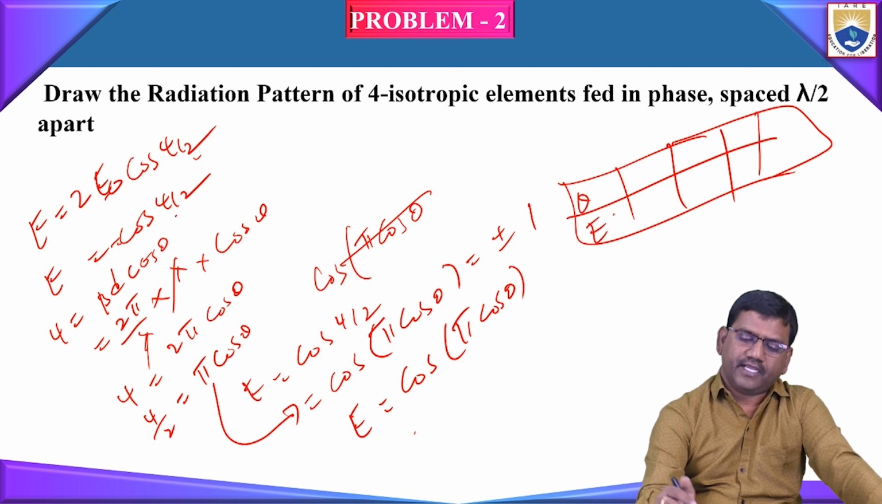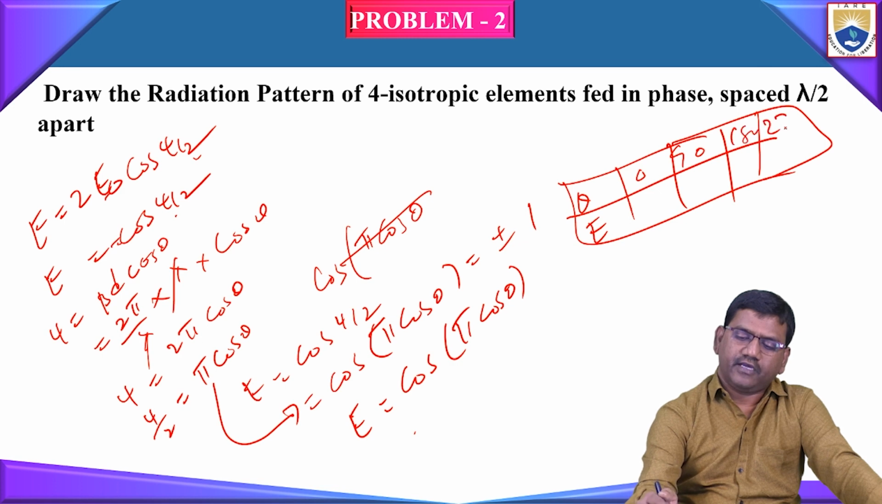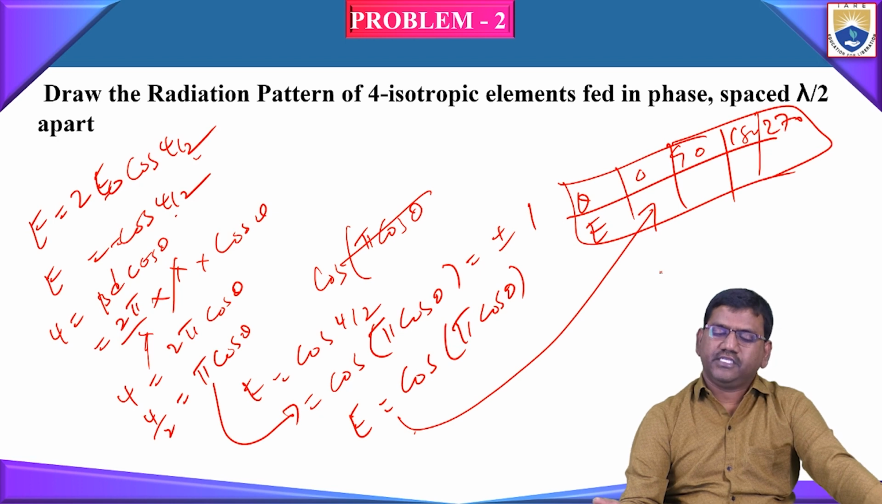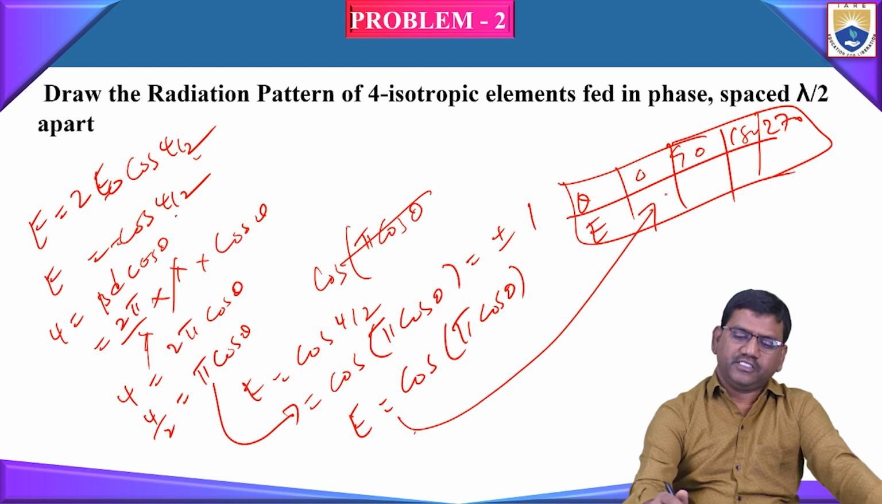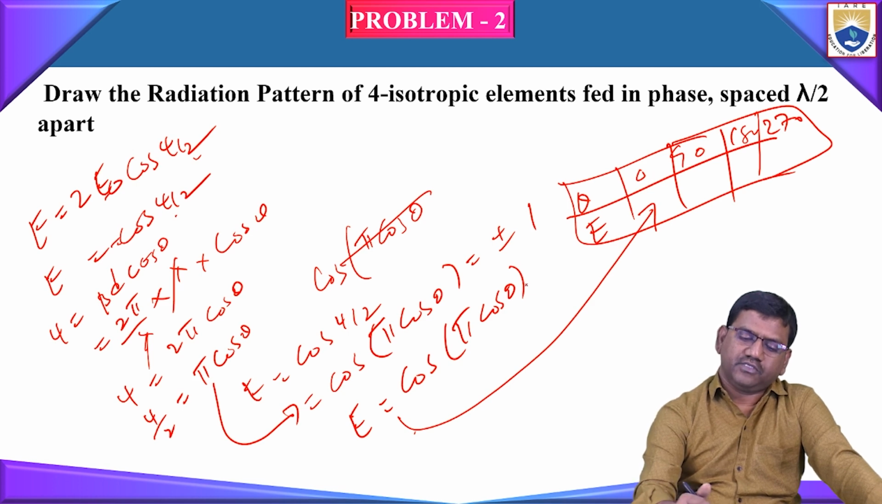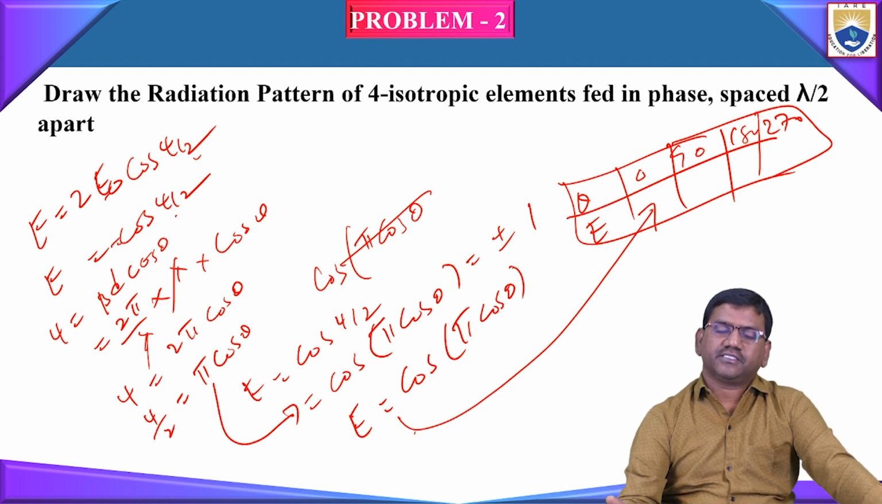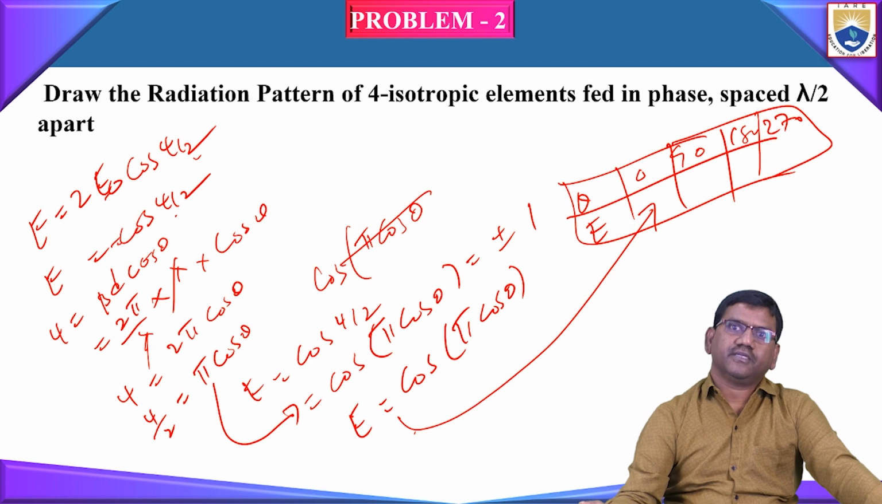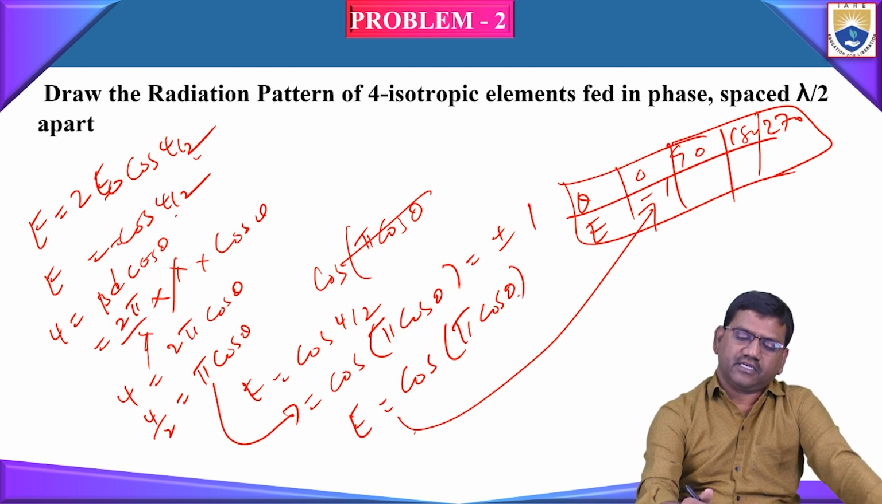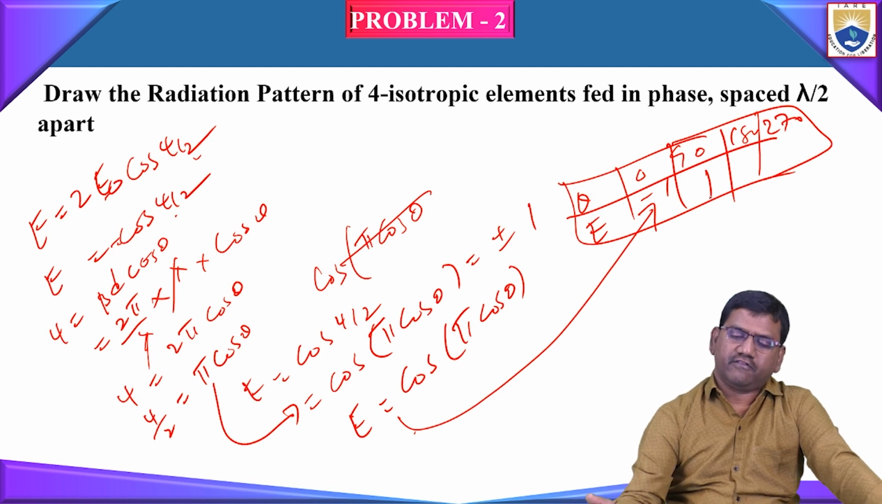Theta and E. So for 0, for 90, for 180 and for 270, you need to find out the values of E, where E is equal to pi cos theta. Based upon the data that we got, suppose theta is equal to 0, we get 1. And here, this is cos 180, so we get minus 1 here. Suppose theta is equal to 90, cos 90 is 0, and cos 0 will get 1.